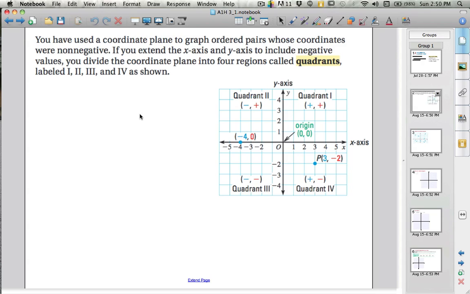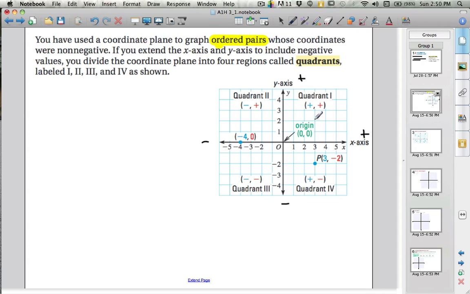You've probably seen this before and you've probably been graphing. Each location on this coordinate plane takes the form of an ordered pair. An ordered pair basically tells you how far from the origin this point is horizontally and vertically. Positive horizontal change is to the right, negative horizontal change is to the left, positive vertical change is above, and negative vertical change is below.